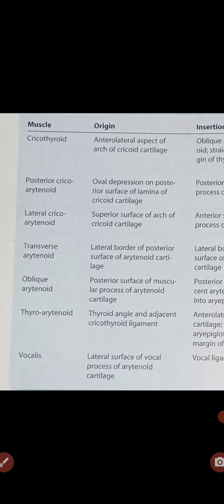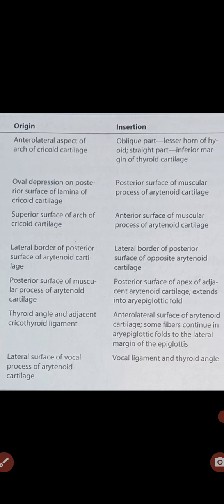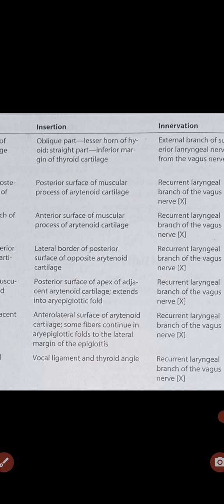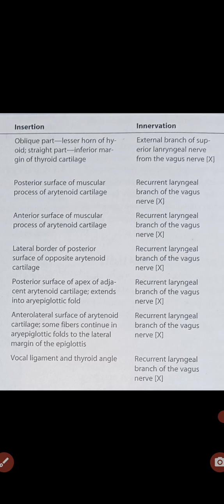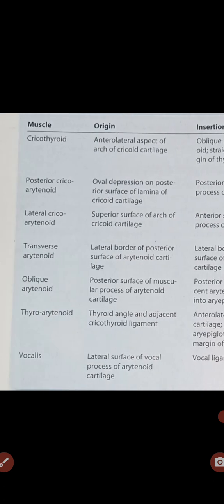The lateral cricoarytenoid originates on the superior surface of the arch of the cricoid cartilage, and inserts on the anterior surface of the muscular process of the arytenoid cartilage. Innervation is by the recurrent laryngeal branch of the vagus nerve, which is the 10th cranial nerve, and function is abduction and internal rotation of the arytenoid cartilage.